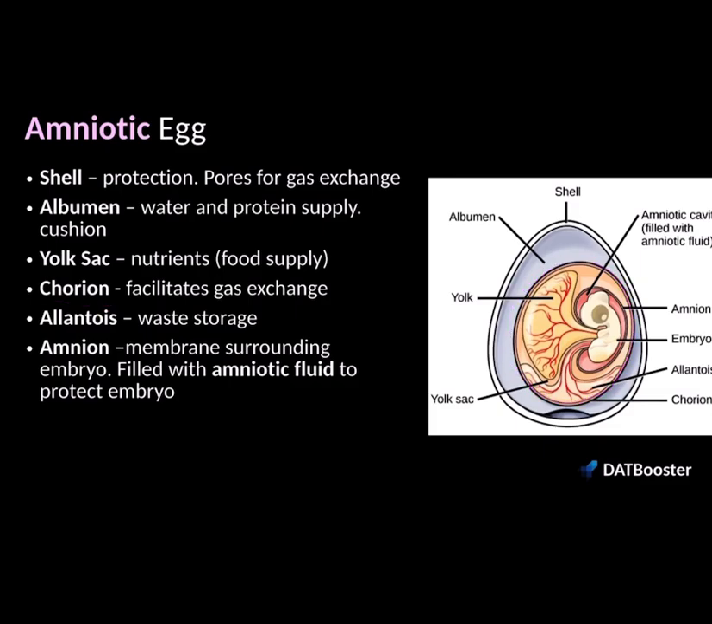Now the waste site for the embryo is known as the allantois. And then the amnion is the membrane that's surrounding the embryo, and that's filled with amniotic fluid to protect the embryo. And the amnion is the key membrane that is shared between the three groups, namely reptiles, birds, and mammals, and it is not found within amphibians. So that's what makes an amniote an amniote.